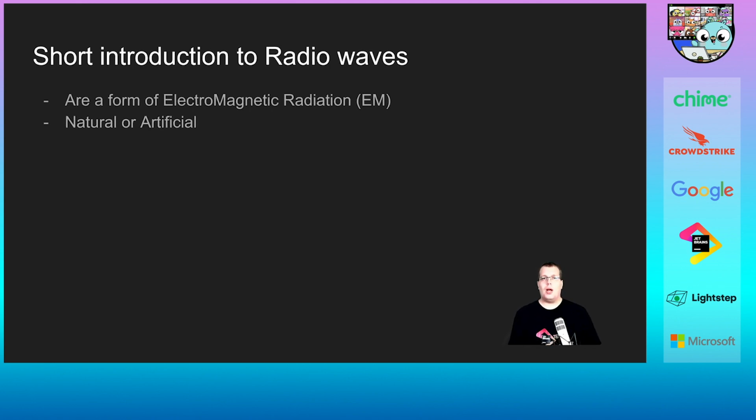As for the natural ones, you can think of the lightning as being one of them. The other one can be a star or other celestial bodies. And there's a whole class of celestial bodies that can emit these radiations.